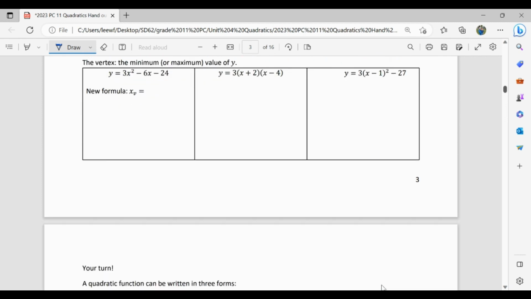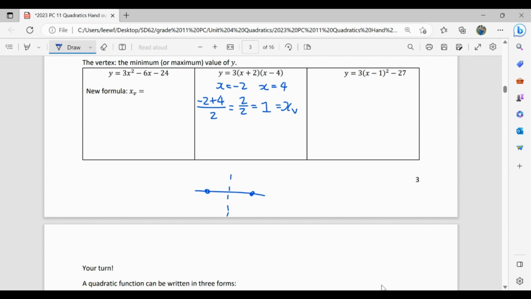Alright, finally the vertex. Now, since we've already got the x-intercepts at negative 2 and at 4, one method that we've used before is to add these together and find the middle of them. Add the roots together. If the roots are here and here, the vertex is going to be halfway between. So we find halfway between negative 2 and 4 by adding them and dividing by 2. So we get 2 divided by 2, which is the number 1. And so x vertex is 1.